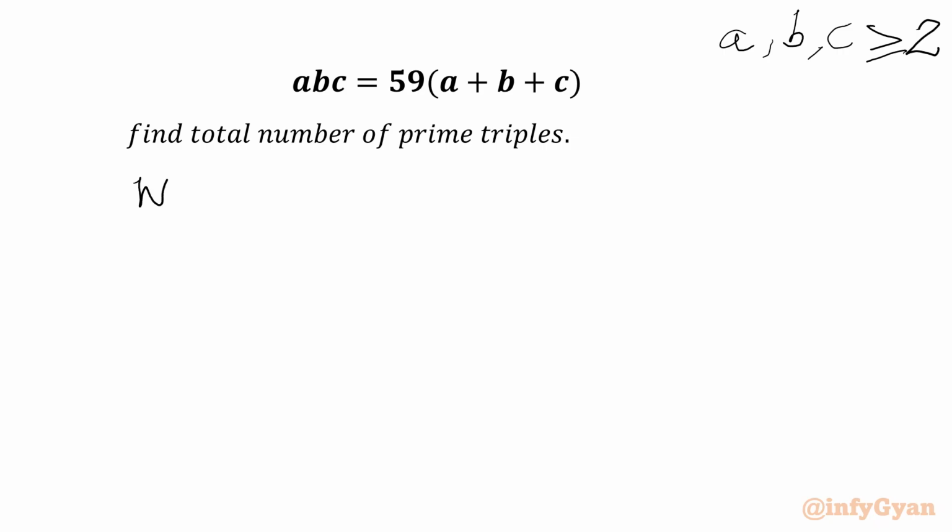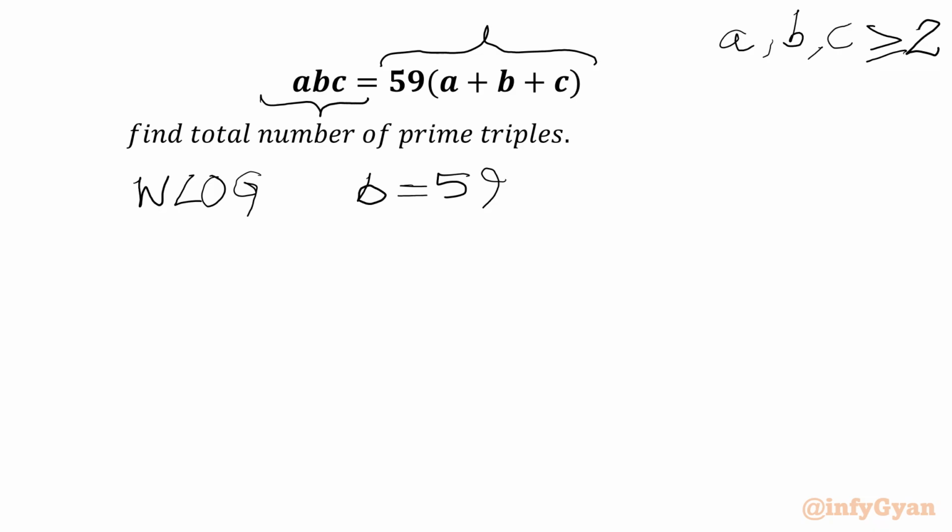Now without loss of generality, I will plug in B or A or C equal to 59. Why am I doing this? The RHS is divisible by 59 as we have 59 as one factor. So the LHS must be divisible by 59. As A, B, C are prime numbers, we have to assume either A or B or C equal to 59, so that both sides are divisible by 59. So let me consider B equal to 59.